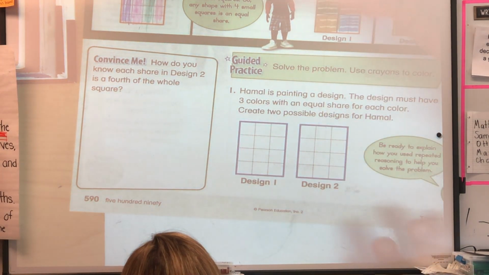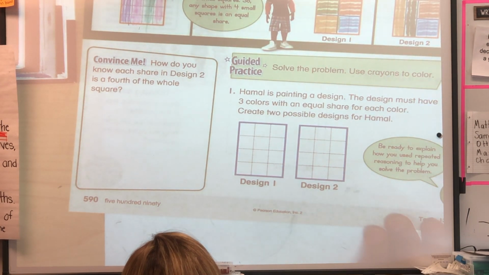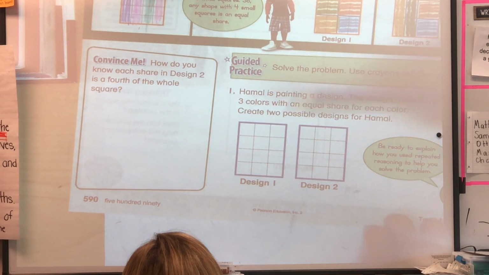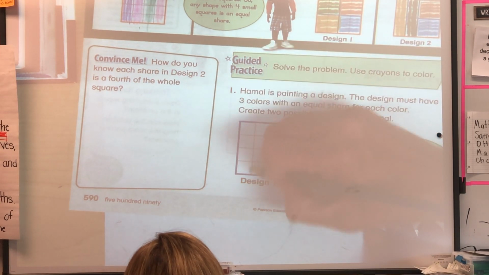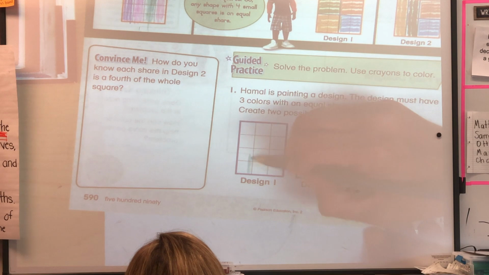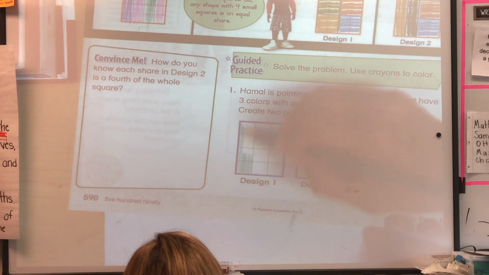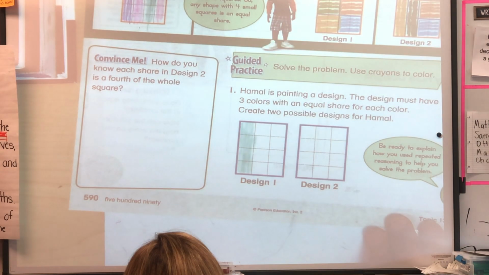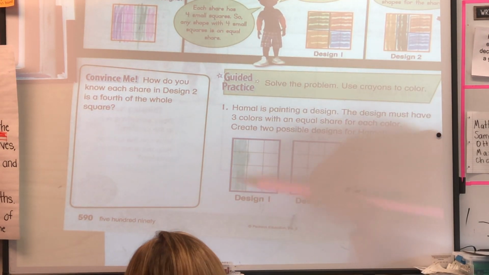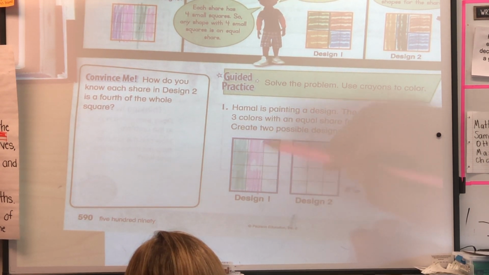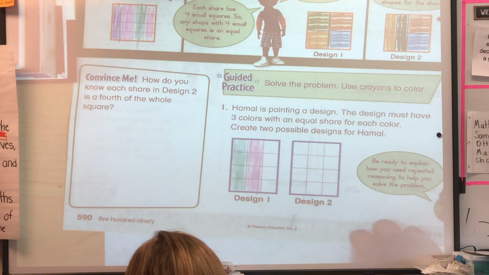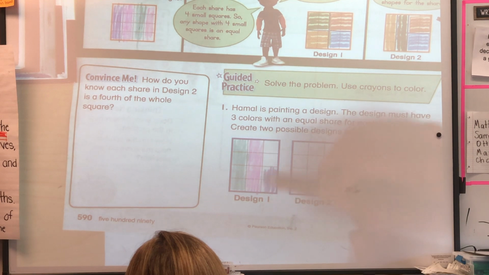So, remember my standard says, how can I create designs with equal shares using rows and columns? I'm gonna look at my columns, because I have how many columns? 3. 1, 2, 3. So in my first column, I'm going to color 4 squares. Then in my second column, I have 1, 2, 3, 4 squares. And then in my third column, I'm going to have my 4 squares.